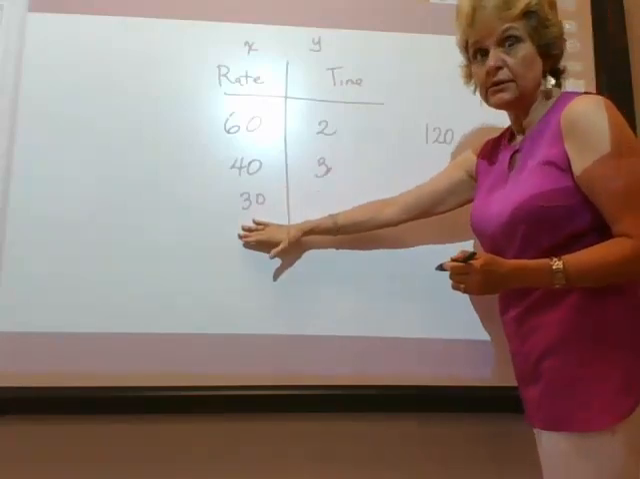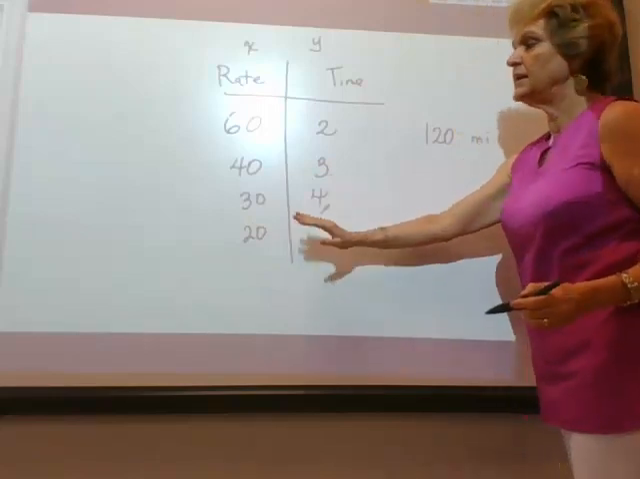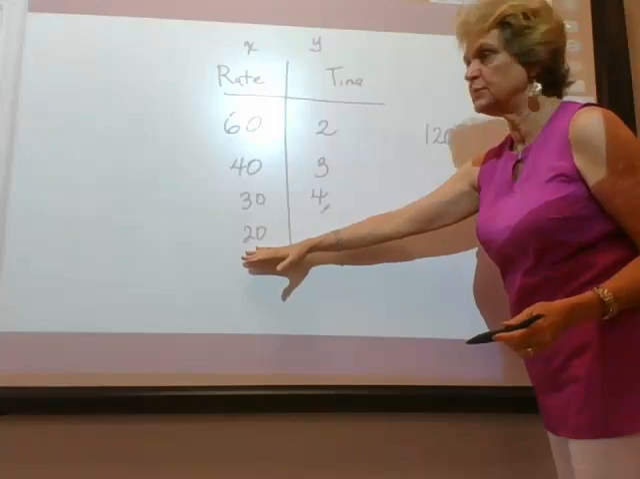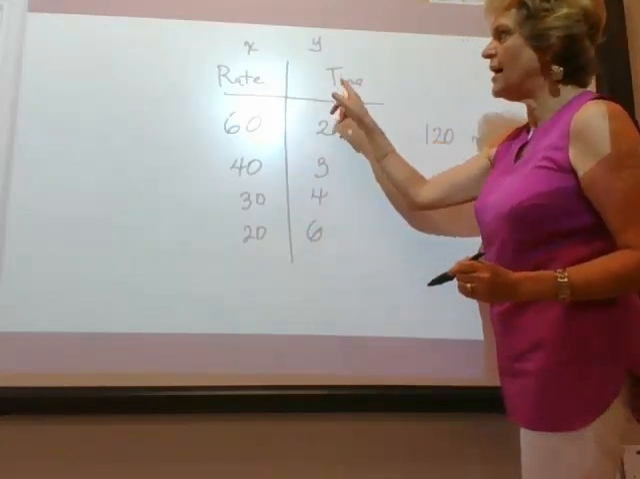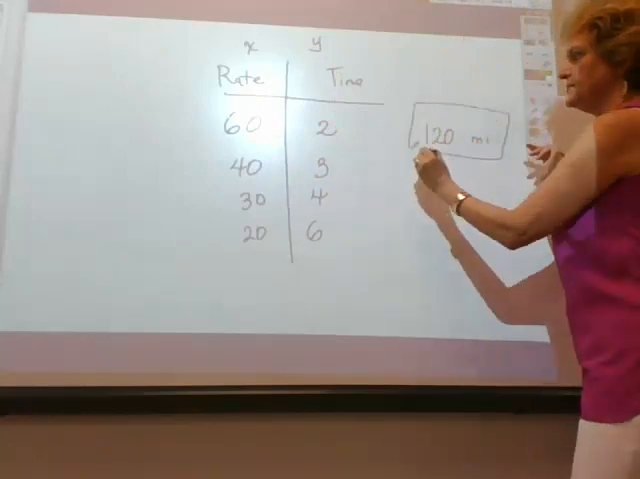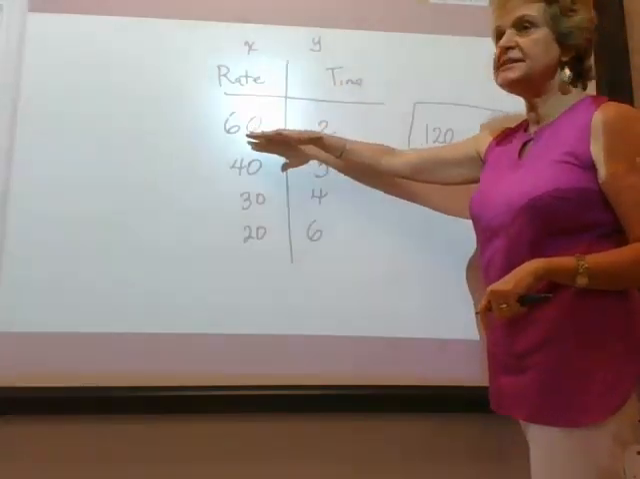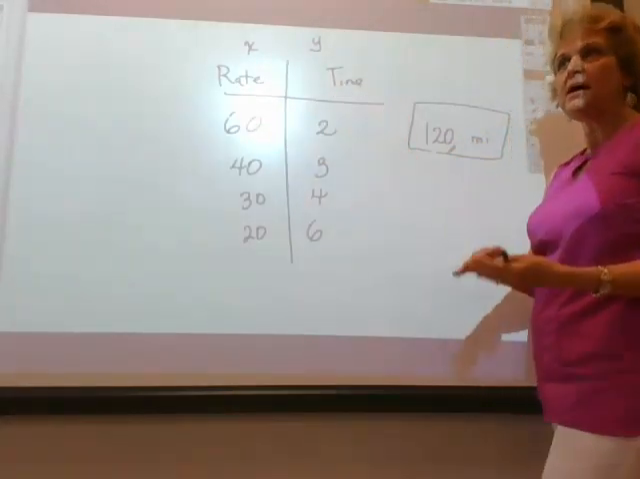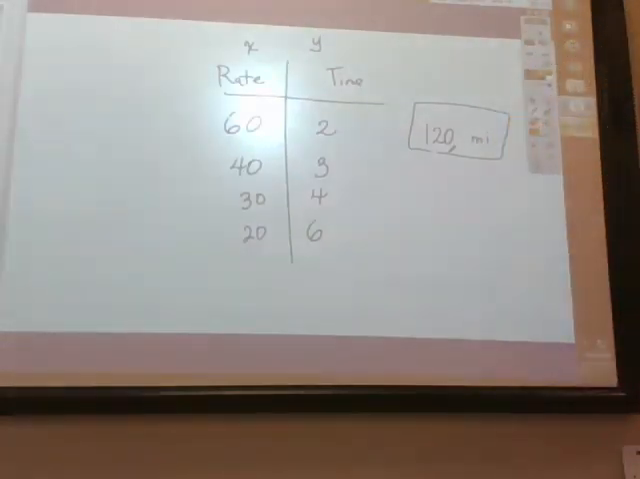If he goes even slower, 30 miles per hour, it would take 4 hours, right? If he's going so slow, 20 miles per hour, I'd go out of my mind driving 20 miles per hour. This would be 6 hours, right? Because the xy has to be constant. So it's an inverse variation. As one decreases, the other increases, or vice versa. They're not both increasing.